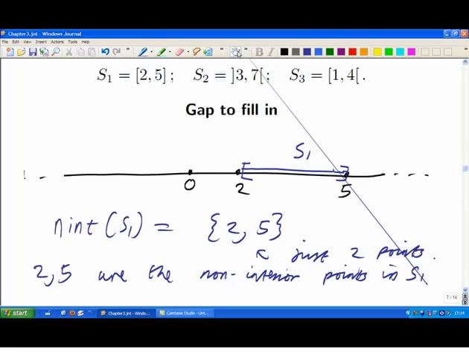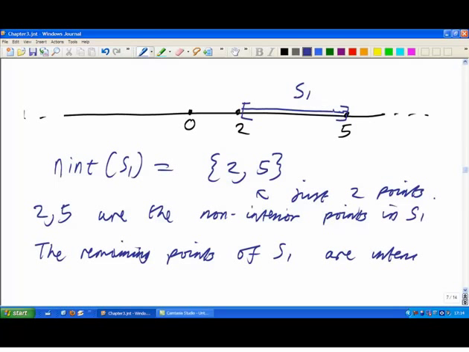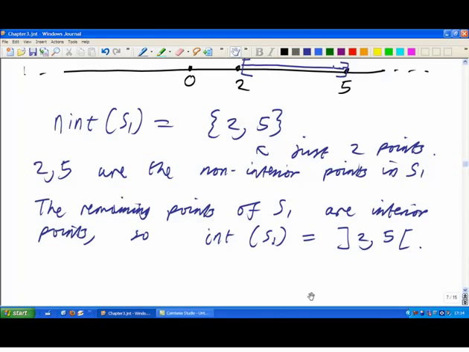All the remaining points are interior points. All the remaining points of S1 are interior points. So the interior of S1 is the open interval from 2 up to 5, so you exclude the end points. Now, how do you go about proving that properly?